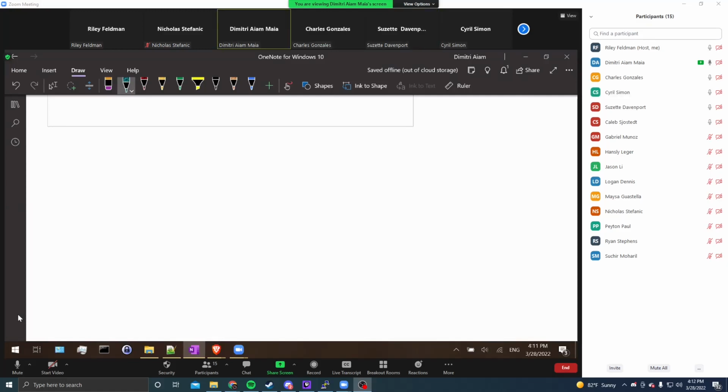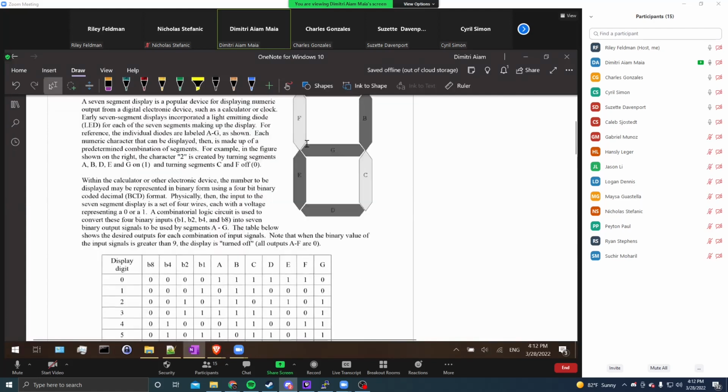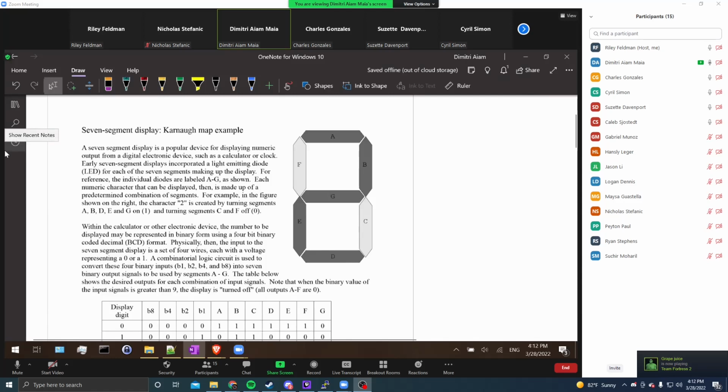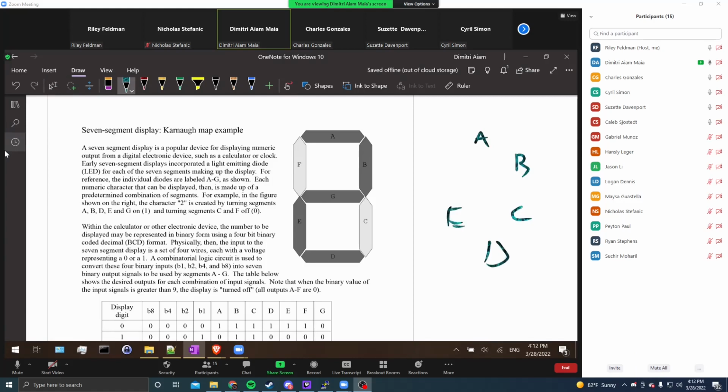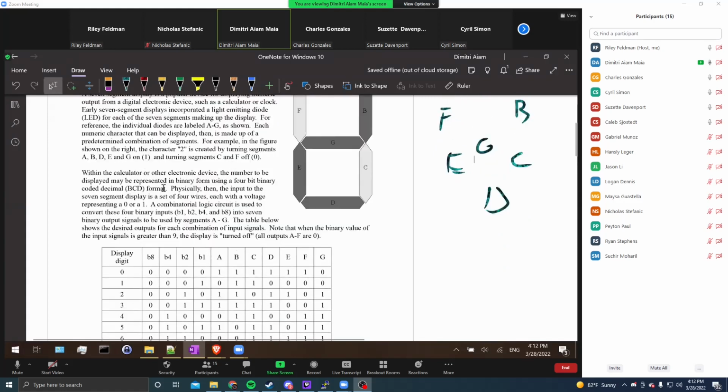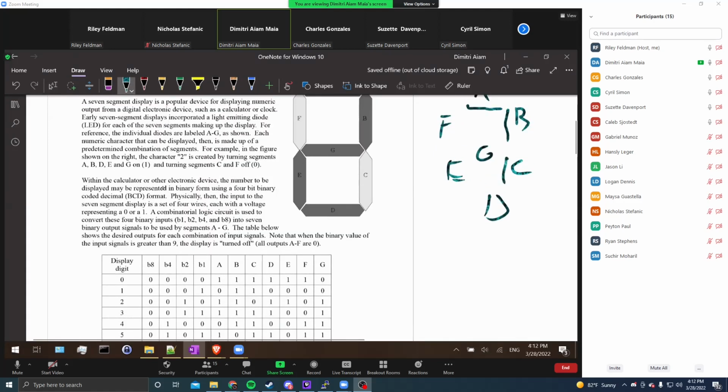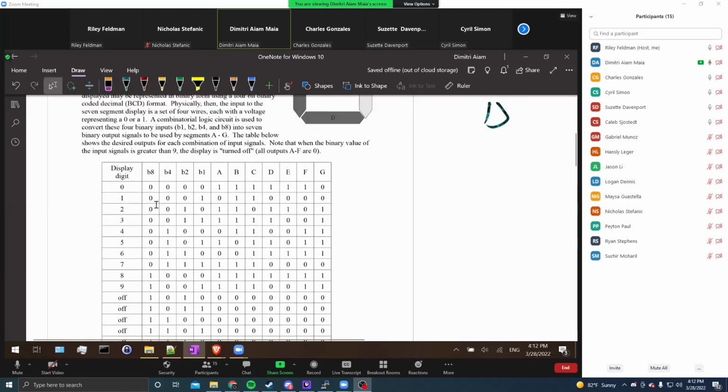So one thing that he mentioned was that, for example, over here, the convention is that we always have this circle that goes A, B, C, D, E, F, G. So in the exam, he could give you something like this, which is the segments of the number. He said something like, what if I give you a B, C, D, E, F, and G.